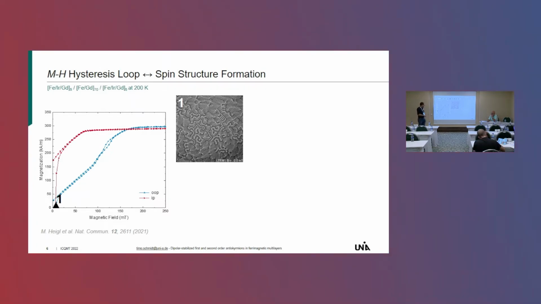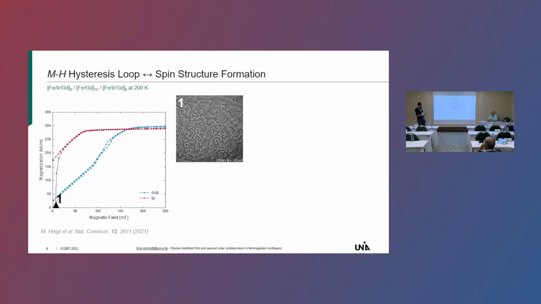So if you go from zero field up to the saturation, you get another way, let's say, than if you go down. So let's go that way. At zero magnetic field, we have really tight labyrinth domains.